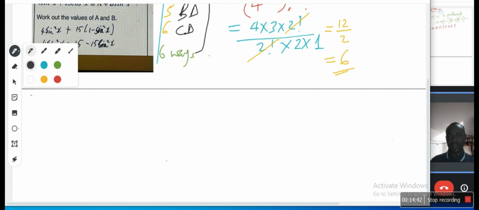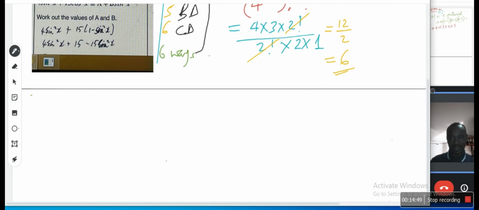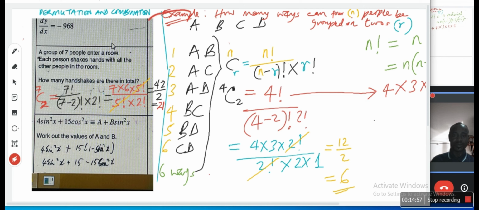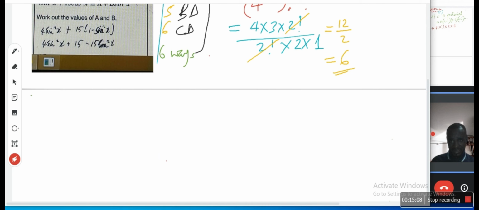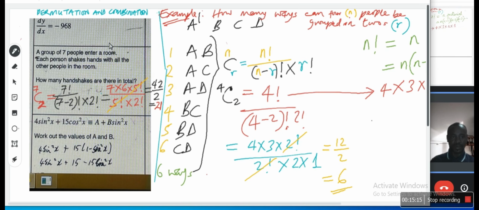So look at this. This is the question. This one is grouping. Combination is about grouping. Permutation is about arrangement. So let me ask this question again. This very question I asked up here. How many ways can 4 people be grouped in 2s? Okay, let me ask it again. That's example number 1.